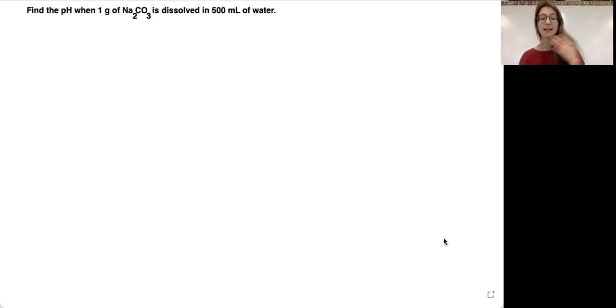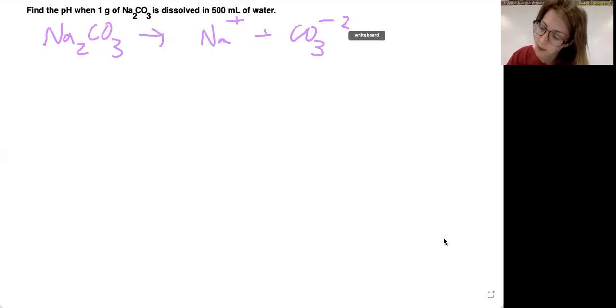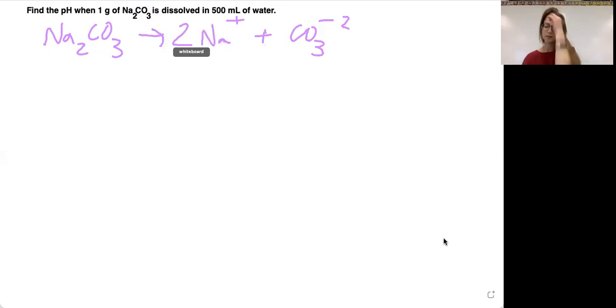It's likely a salt. I can check: does it have a metal and a non-metal, or either one of those subbed in with a polyatomic instead? Yes. What I have is a metal, sodium, and a polyatomic ion, carbonate. So we are dealing with a salt. Metal and a polyatomic make a salt. That salt can dissociate into two ions, sodium and carbonate. I would balance it.